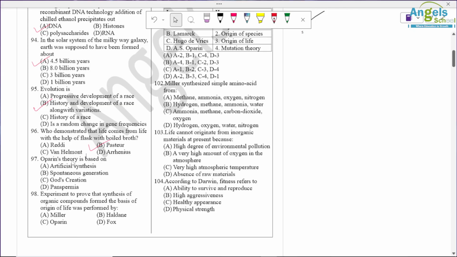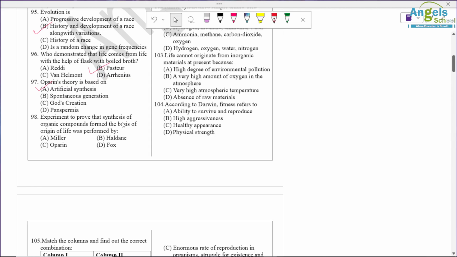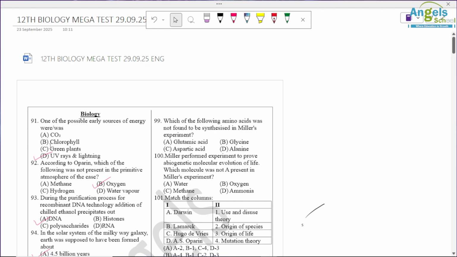Oparin's theory is based on artificial synthesis. The experiment to prove that synthesis of organic compounds formed the basis of origin of life was performed by, so this experiment was carried out by S.L. Miller. So A is the right answer.